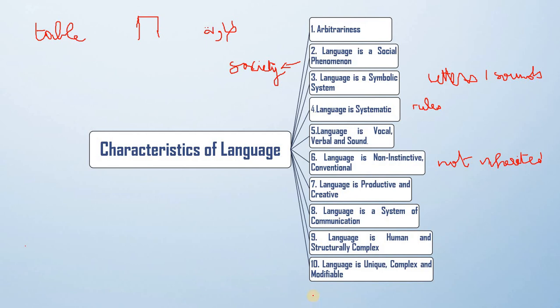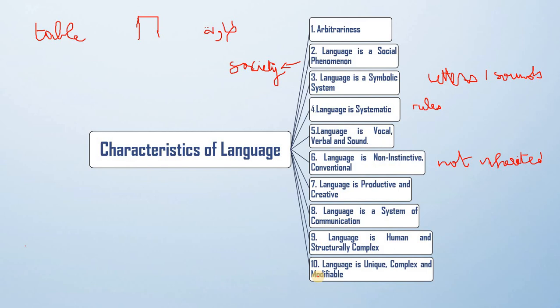Language is human and structurally complex. Because it is human, it is complex in terms of its structure. Each language has its own complicated structure, its own system, its own rules. If you want to understand it, you have to understand its structure. Otherwise, you can't understand the way you are going to use it.